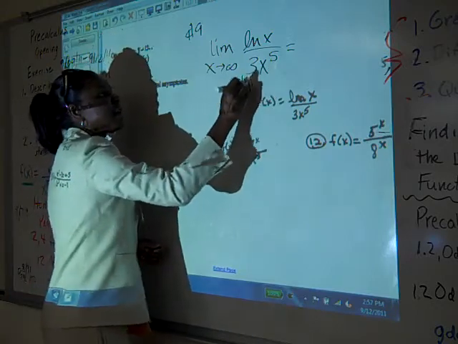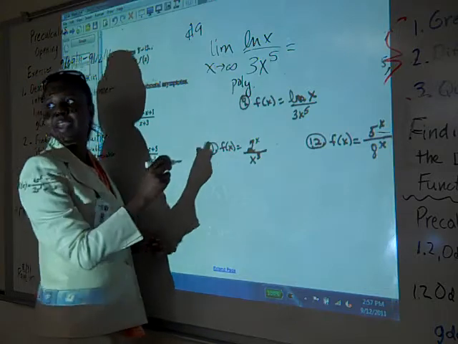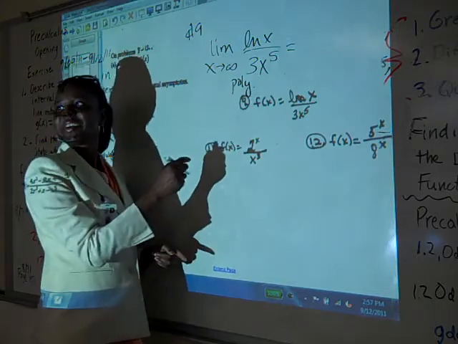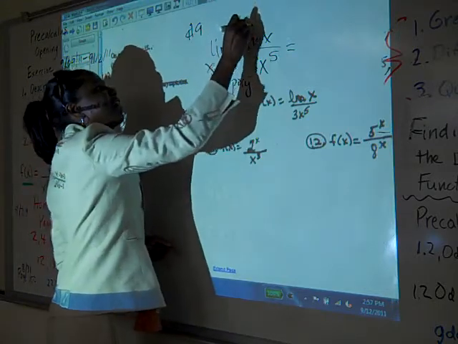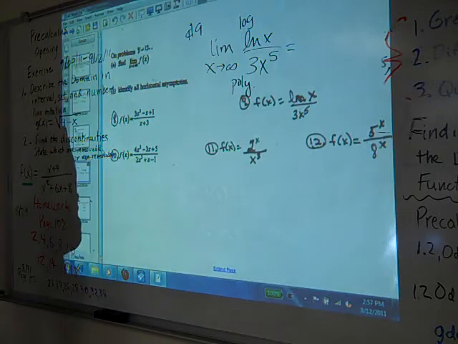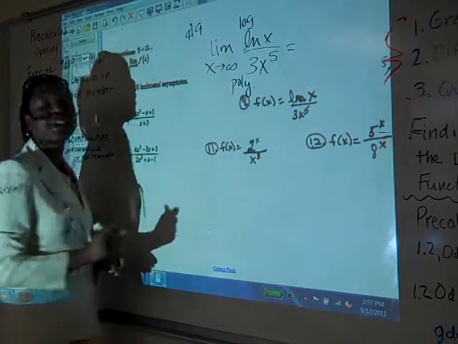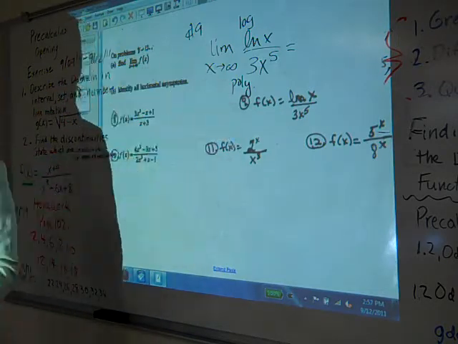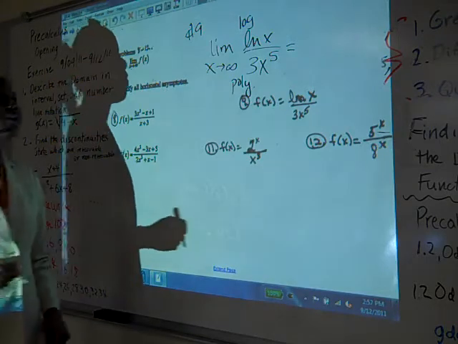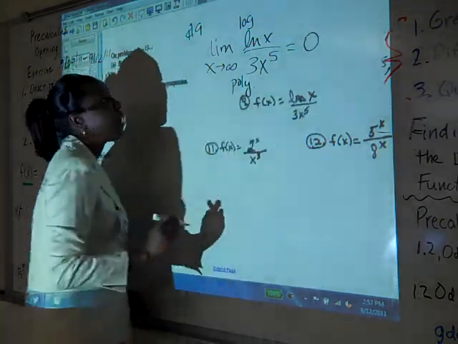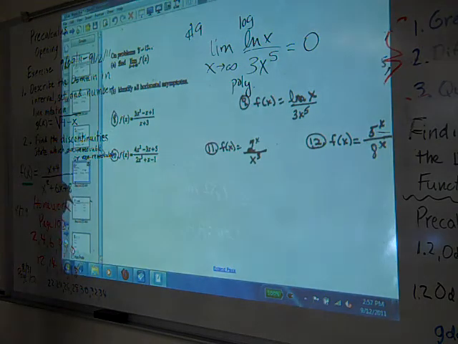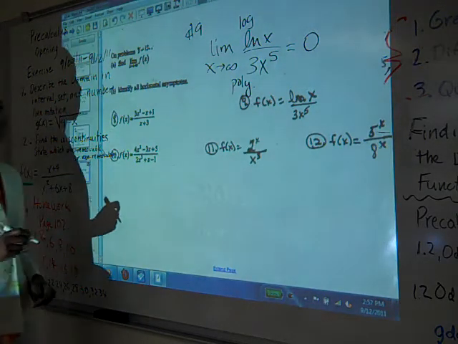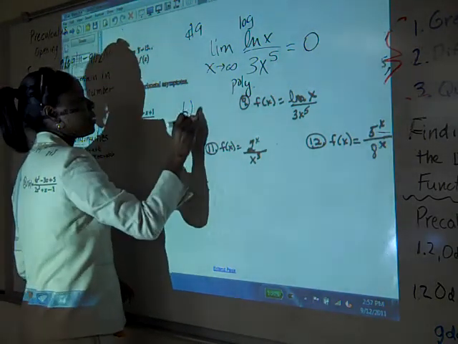So the denominator is a polynomial and the numerator is a log. So which one gets bigger faster? The polynomial gets bigger faster than the logarithmic. So it is getting bigger at the bottom faster, so the whole thing then must be approaching what? 0. So if that is 0, then how do you answer part B? The limit is 0. Y equals 0 for part B.